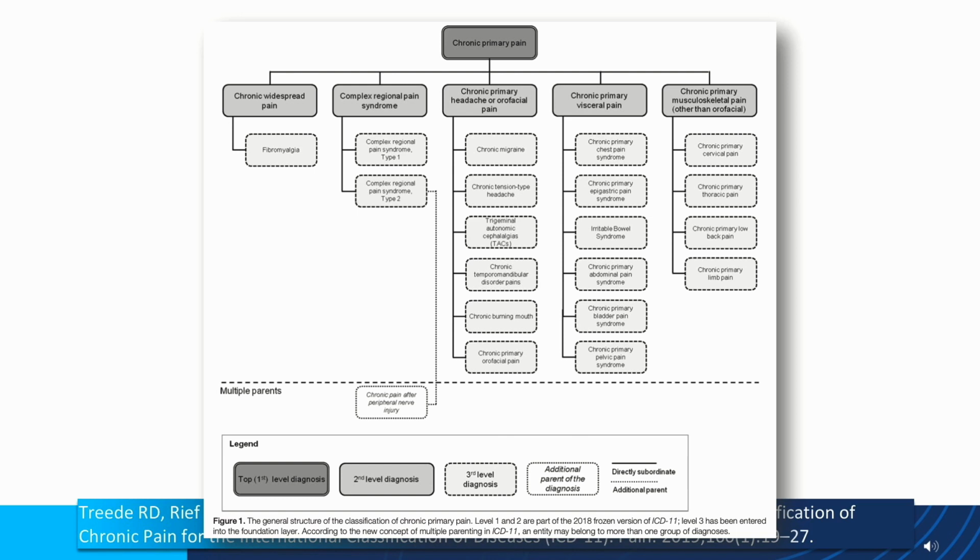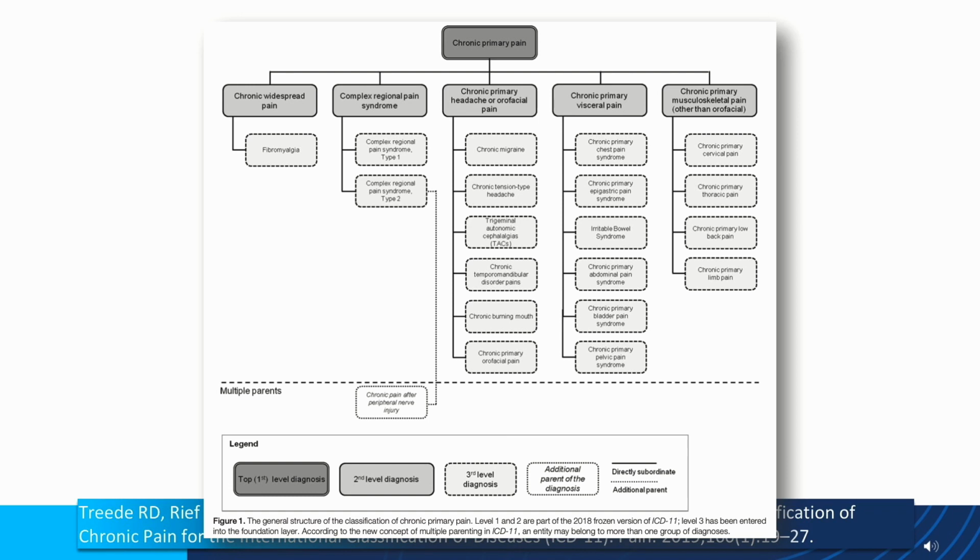I'm just going to focus on a couple of these pain syndromes in a little more detail. This is the primary pain syndrome. So widespread pain includes fibromyalgia. Complex regional pain includes CRPS type 1, CRPS type 2. Then if you break it back down, the headaches and orofacial pains, you've got chronic migraines, which can be a primary pain condition, chronic tension type headaches, chronic trigeminal autonomic cephalalgias, and the list goes on, and that includes chronic burning mouth and orofacial pain as well.